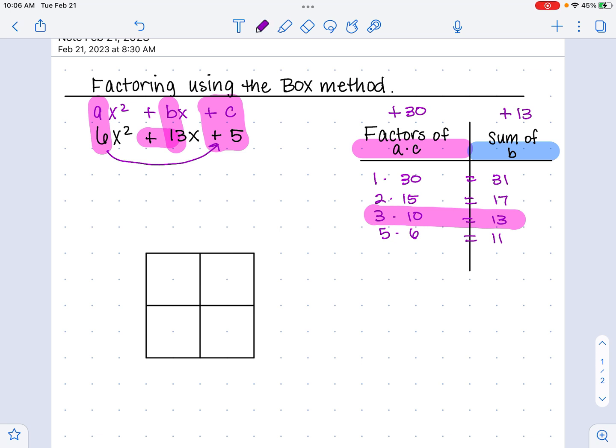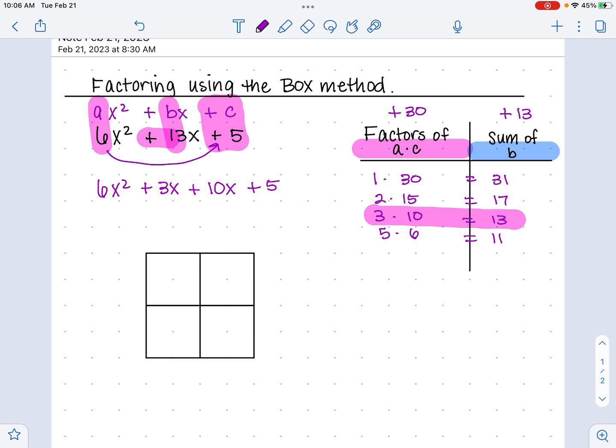If I rewrite this trinomial, I get 6x squared, and I'm going to replace the 13x. Instead of it being 13x, I'm going to write it as plus 3x plus 10x, and then bring down my plus 5. So this is where we get that: these two numbers add to give us the 13.